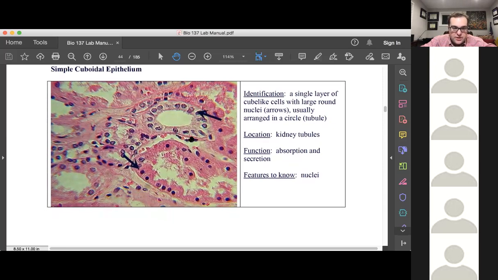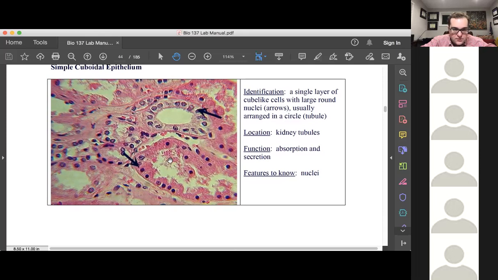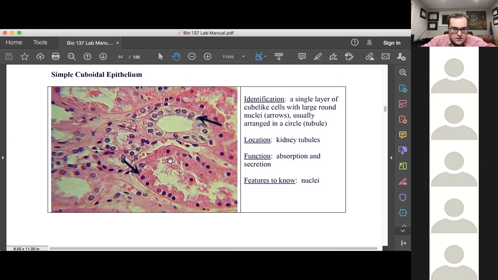So the features to know are just the nuclei here, and it's simple cuboidal. Check out, these look like little ice cubes with dots in them. Maybe that'll help you remember them. For the simple part, I'm going to draw your attention to the single layer of cube-like cells. I think single layer is the key term there.